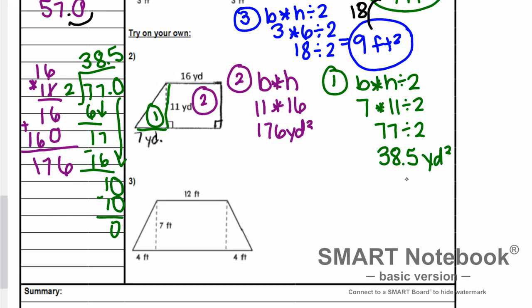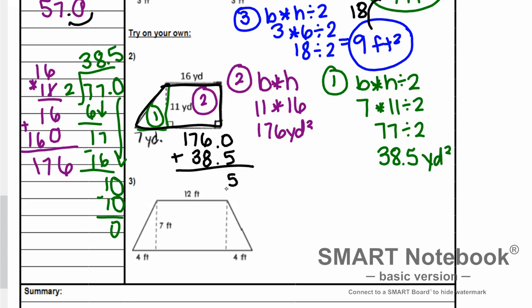Last step, we have to add those two together. When we stack those, since one number has a decimal, we have to make sure we're lining up those decimal places. So that's going to be a 176. 76 and 38 have to line up. Then I've got my 0.5, 0.0. We are adding because we want the area of the entire shape. So we take the first piece and the second piece and put them together.